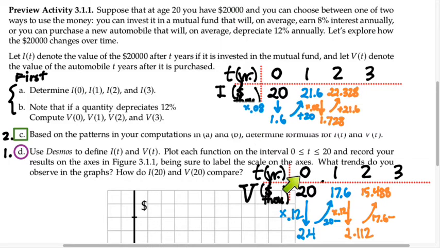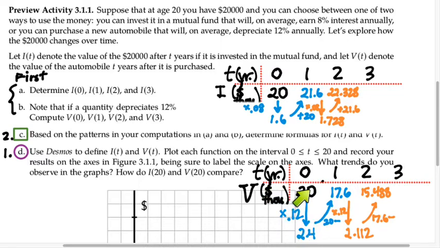Meanwhile, if we invested that 20,000 into the car instead of the mutual fund, we start out in my first year of owning this car, and its $20,000 value is going to depreciate by 12%. So 12% of that 20,000 is 2.4 thousand. And because we're depreciating, what do we do differently here?